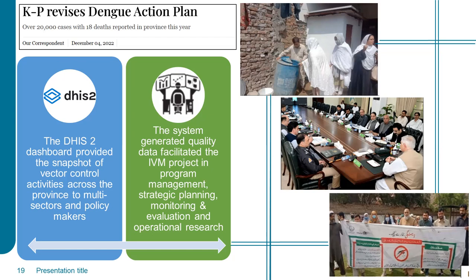Since the DHIS2 vector surveillance system was established, very recently in 2022, the quality data generated by the system helped the IVM program to revise the dengue prevention and control action plan for this year, 2023, and add a few more variables to the system, which will make it more helpful to detect the dengue vector early and ultimately prevent the spread of dengue fever this summer. Just a couple of days ago, we received an official request from the IVM program in the province to add a few more indicators to the system and build the capacity of their staff on the system.